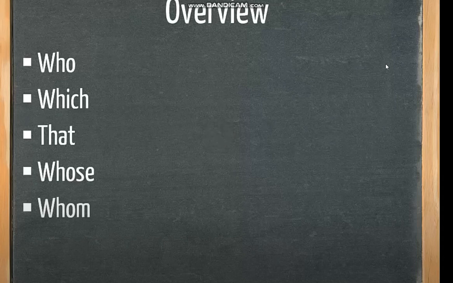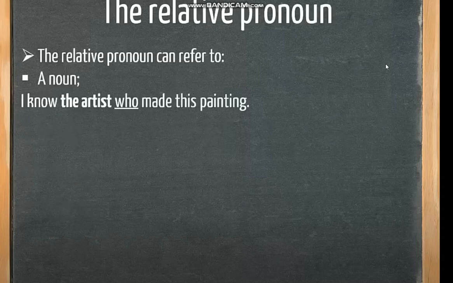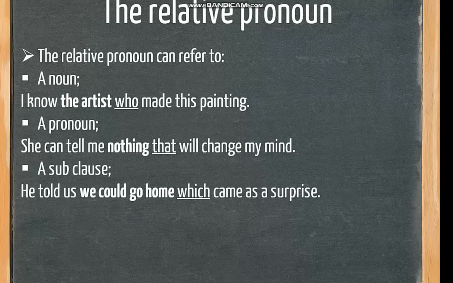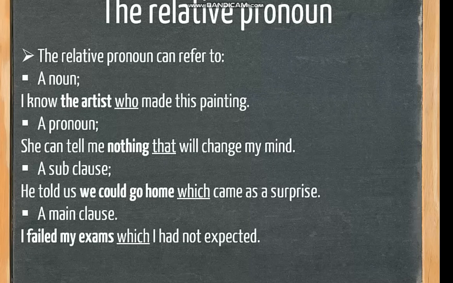Relative pronouns can refer to a noun. For example, I know the artist who made this painting, and here who is a relative pronoun, and the artist obviously is a noun. A pronoun: She can tell me nothing that will change my mind. That is the relative pronoun. Nothing is the pronoun. A subclause: He told us we could go home, which came as a surprise. Which here is the relative pronoun, and we could go home is a subclause. And a main clause: I failed my exams, which I had not expected. Which here is the relative pronoun, and I failed my exams is the main clause.